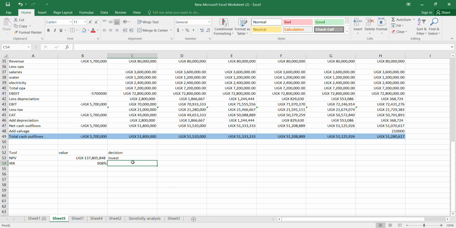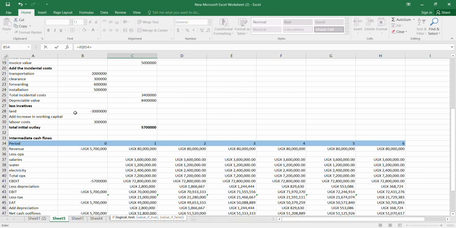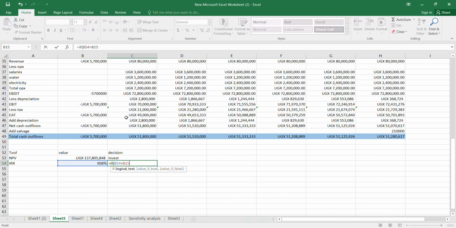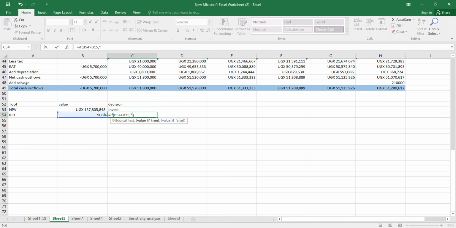So here we also use the if statement. You say equals if, we put our logical test saying that if this column is greater than our IRR, comma, you put the double quotes, you say invest, you close the quotes, you put a comma, you put the other side, you open quotes, don't invest, close the brackets.